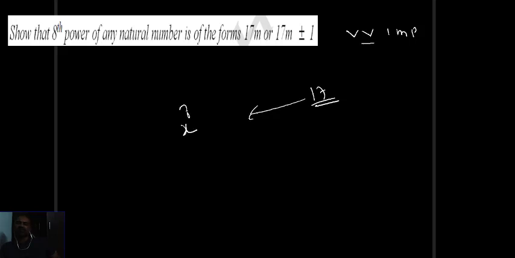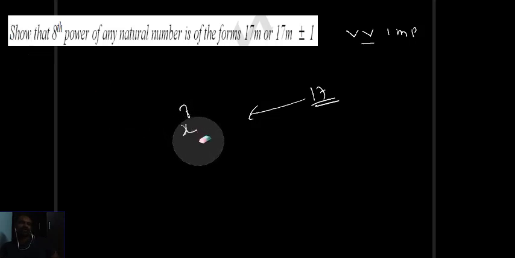But its converse is not true. Any number which is in the form of 17m or 17m plus or minus 1 need not be in the form of x power 8. That is important. For example, 17 is taken; 17 is of the 17m form only. I can't say that 17 can be written as some x power 8. Understood? It means the converse is not true.